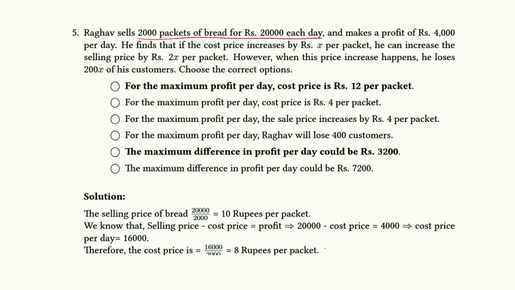Choose the correct option. So we were given that Raghav sells 2000 packets of bread for 20,000 rupees each day. That means the selling price will be equal to 20,000 by 2000, which is 10 rupees per packet. So our selling price will be 10 rupees.